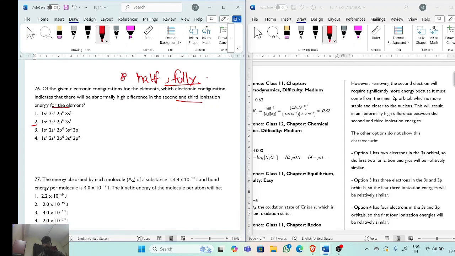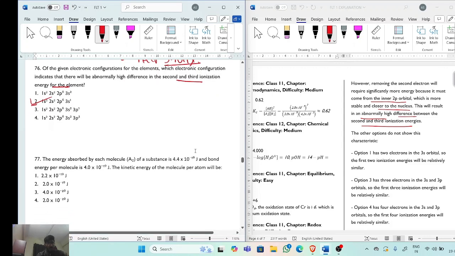to the fully filled state. Okay, however, removing the second electron will require significantly more energy because it must come from the inner 2p orbital, which is more stable and closer to the nucleus. This will result in an abnormally high difference between the second and third ionization energies. Okay, that's why option number 2 is our correct answer.